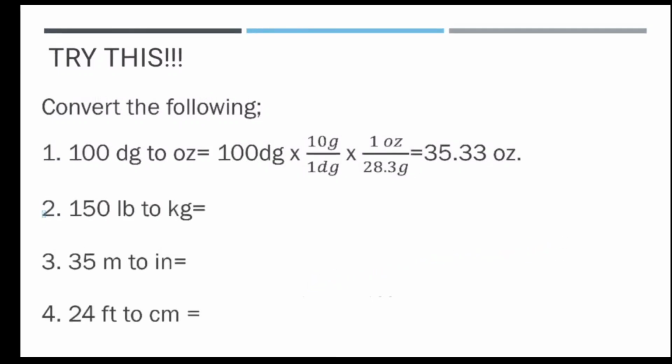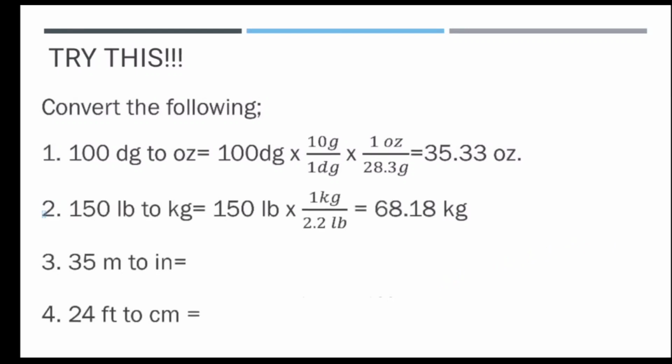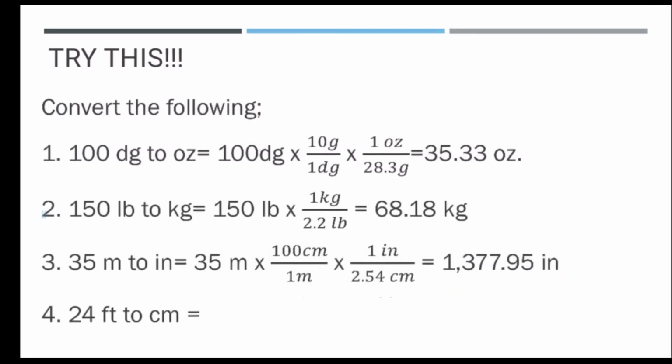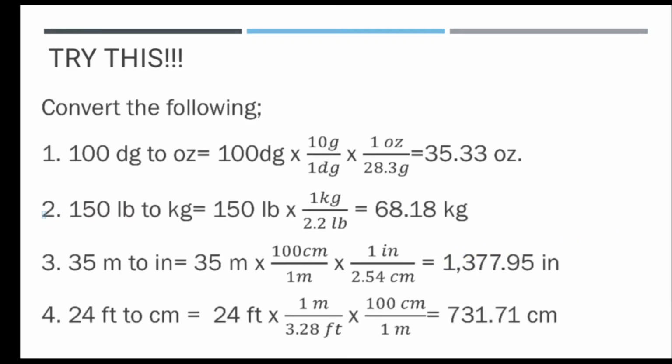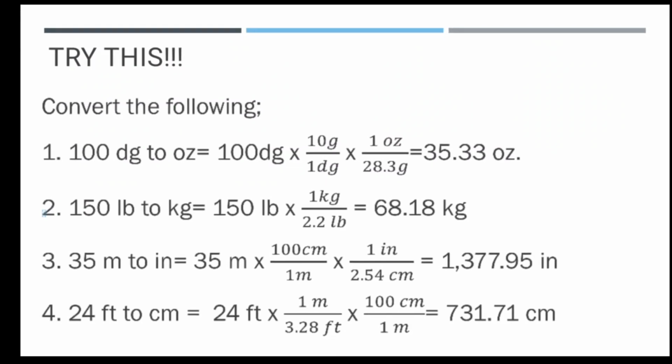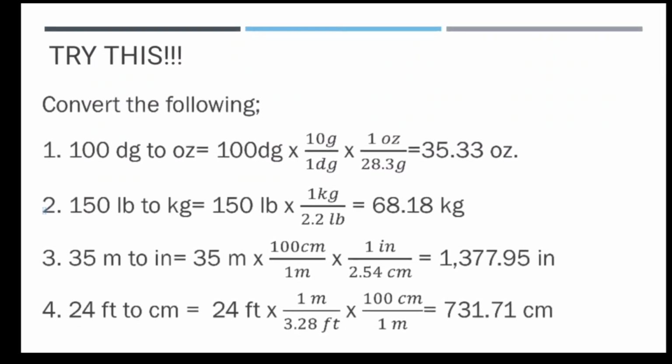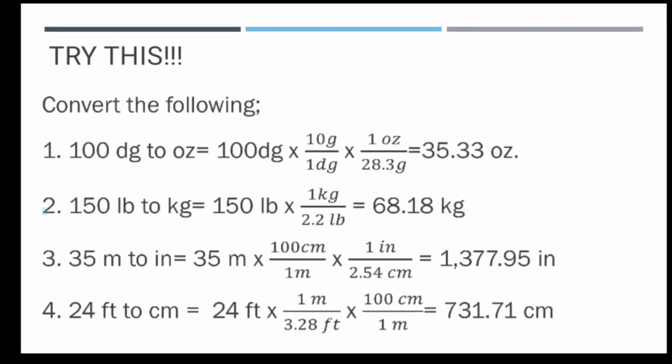Number 1, as you can see, the answer is 35.33 ounces. Then number 2 is 68.18 kilograms. Number 3 is 1,377.95 inches. And number 4 is 731.71 centimeters. So for us to convert the given measurement to another measurement, you have to use the metric converter.